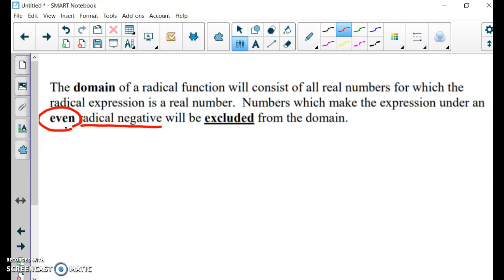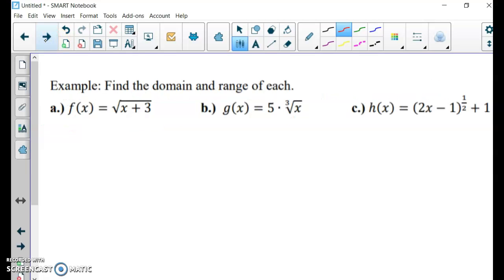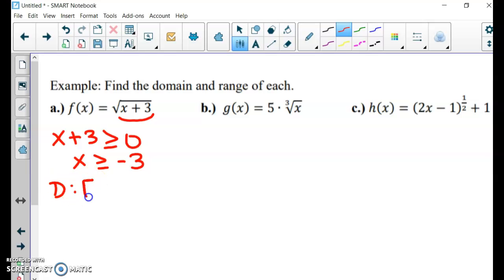So let's take a look at identifying domain and range of our examples. Alright, so these three examples here. Take a moment and write down the first example. f of x equals the square root of x plus 3. In order to find the domain of your function, you set the radicand, what's under the square root, greater than or equal to 0. Solve this inequality. So x can be greater than or equal to -3. -3 is the starting point. So the domain would be from -3 to infinity.